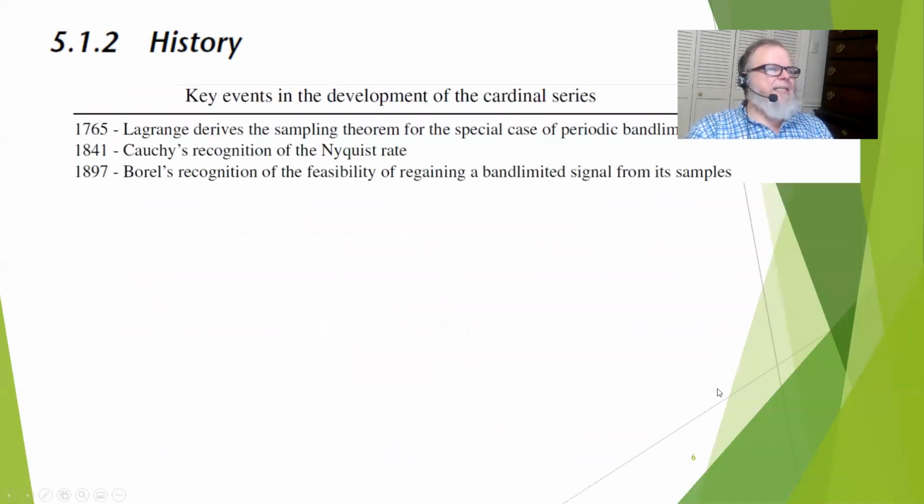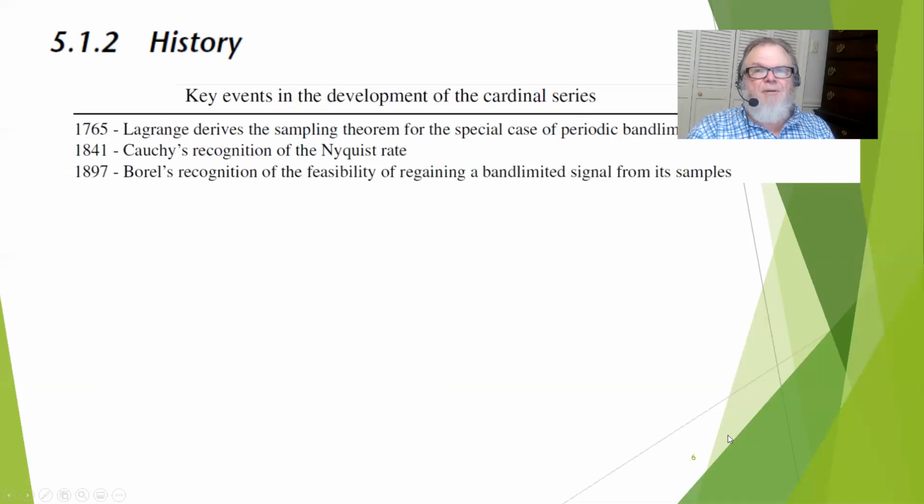Okay, we go on, and in 1897, we have Borel's recognition of the feasibility of regaining a band-limited signal from its samples. Borel is a great mathematician. We use his concept of Borel's Law all the time in arguing things from a point of design. Borel's Law basically says if something becomes so improbable that it becomes impossible after a while, if the probability is too low. There's a chance that I'm sitting in my chair, that I will partially tunnel in a quantum mechanical sense through part of the chair.